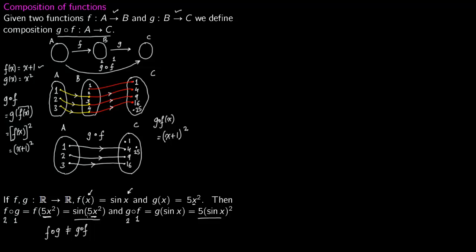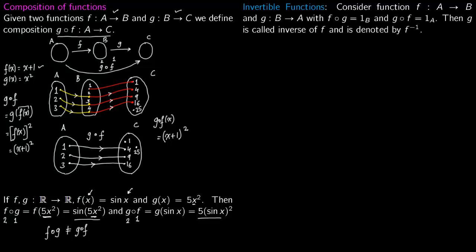Now we will talk about invertible functions. So consider a function f. It goes from A to B. So you have set A here and you have set B here. Function f goes from A to B, and then you have function g which goes from B to A.